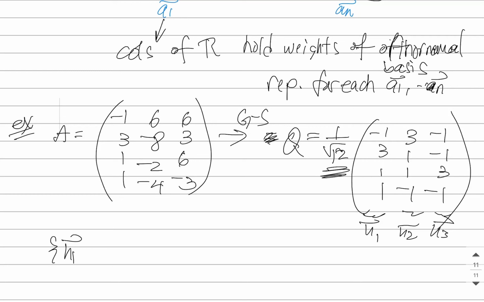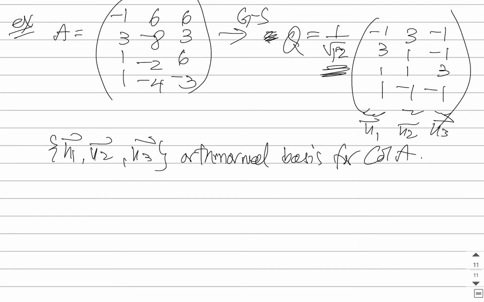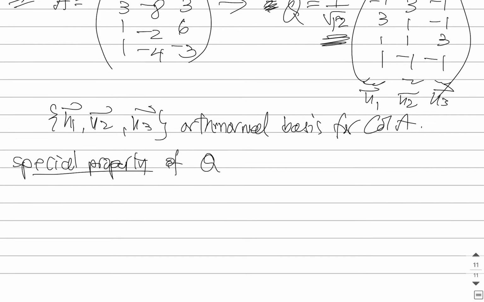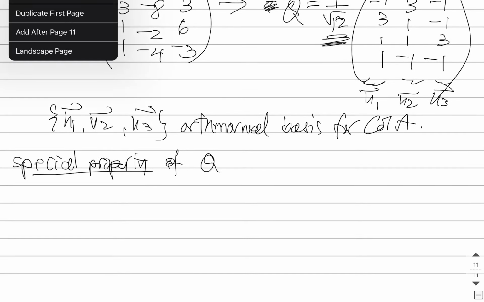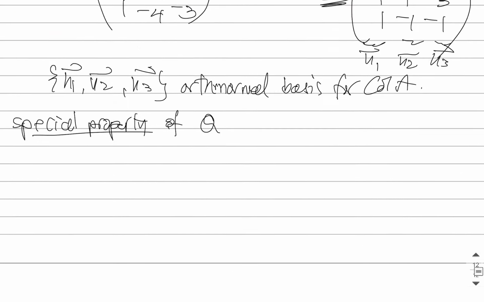Now, U1, U2, U3 are an orthonormal basis for the column space of A. And if I wanted to, I could write down all of these things. I could calculate the matrix factorization. There's a special property of Q. If I were to take Q and take its transpose, I would find something interesting would happen.